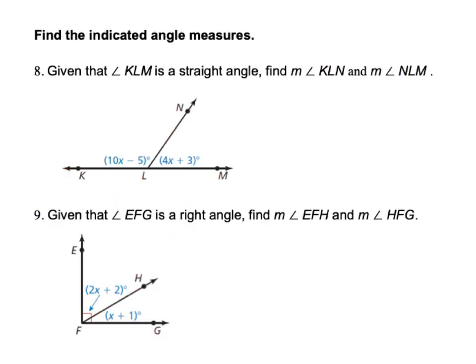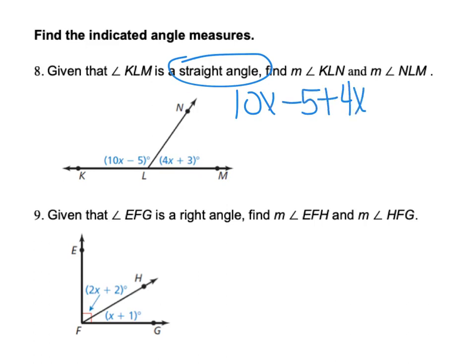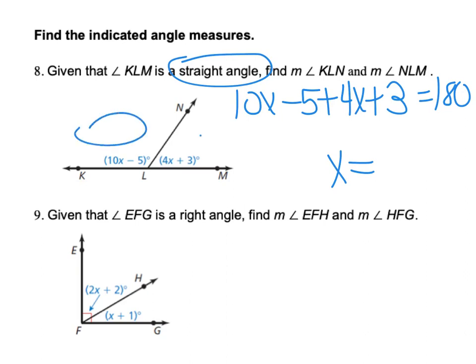Okay, so if we look at these, one of those vocab words from that first page was a straight angle. So in our mind, we should be saying, oh, a straight angle would add up to 180 degrees. So this equation, we're actually going to set up as 10x minus 5 plus 4x plus 3. And when we add those together, since it's a straight angle, it will equal 180 degrees. Then we can combine our like terms, and we can go ahead and figure out what x is. Once we know what x equals, then we can go back and figure out what each angle measure is.